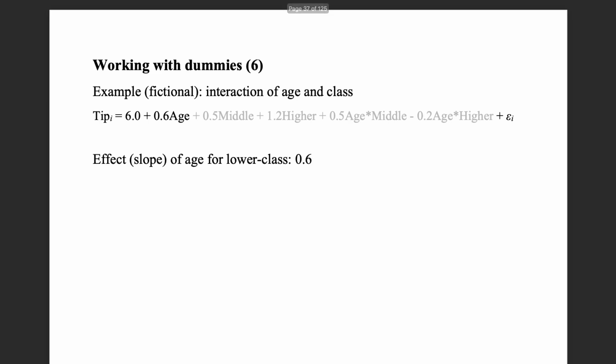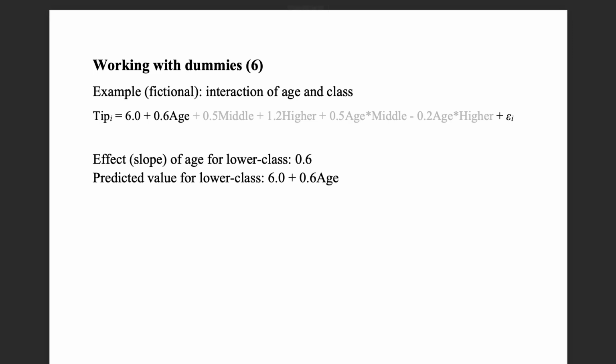So in other words, what is the slope coefficient of age for the lower class people? It is the main effect of age. It is 0.6. So whenever you have these interactions with categorical moderator variables, the main effect gives you the slope for the reference category. So this is useful to know.